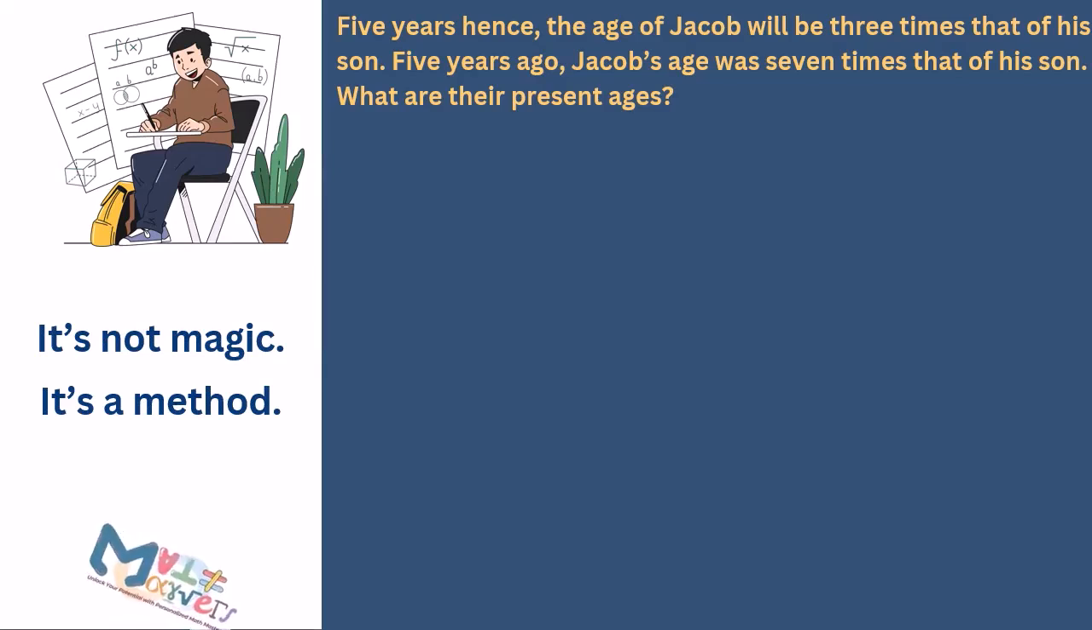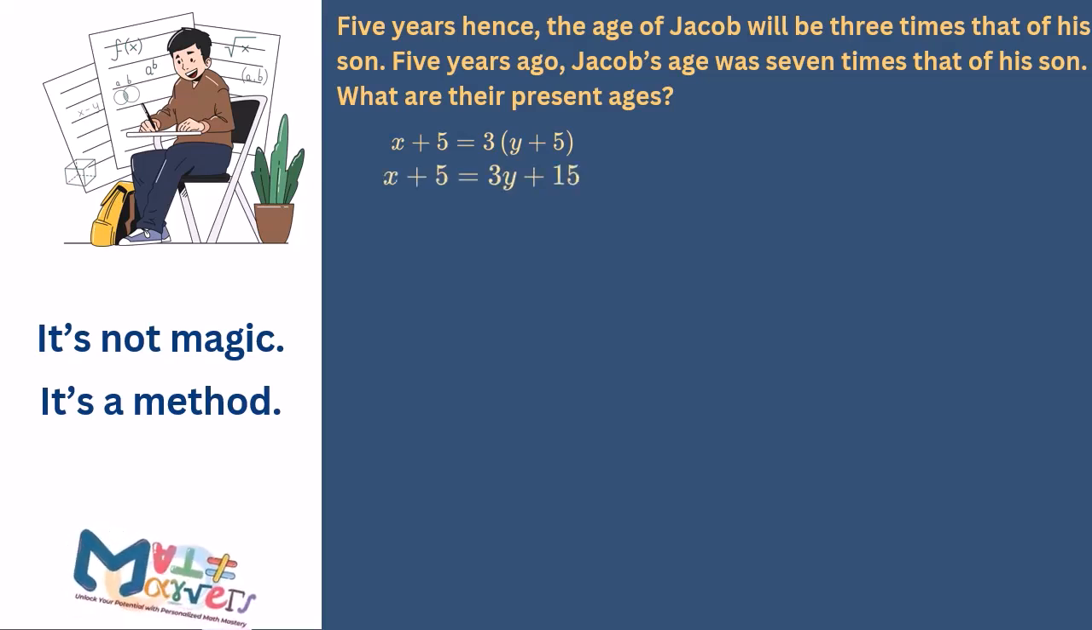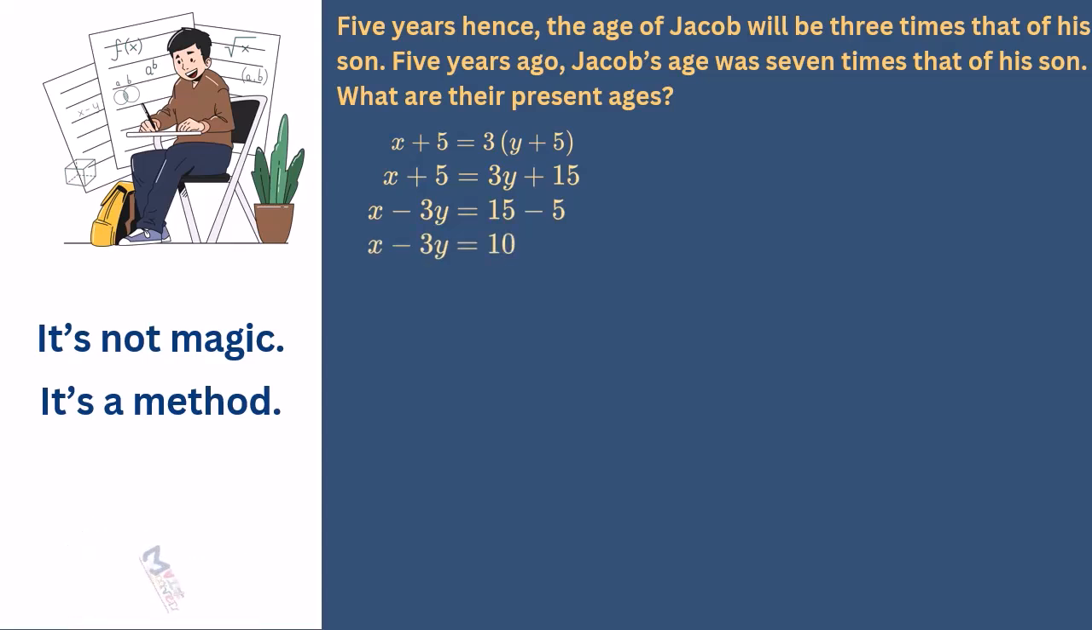Let's simplify both equations. First, x plus 5 equals 3 times y plus 5, which can be written as x plus 5 equals 3y plus 15. Bring variables to one side and numbers to the other side, so it becomes x minus 3y equals 15 minus 5. That is x minus 3y equals 10. We will call this equation 1.